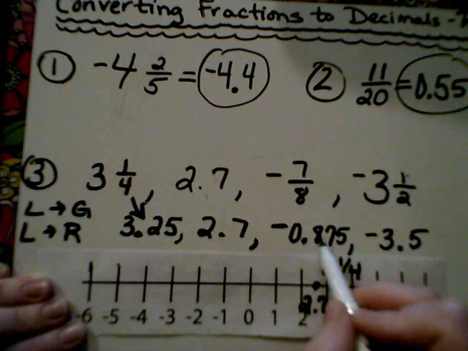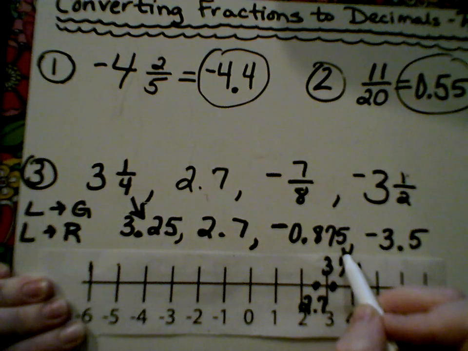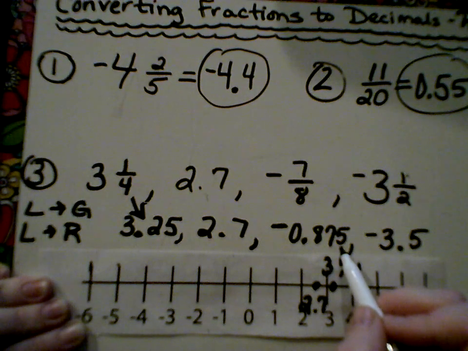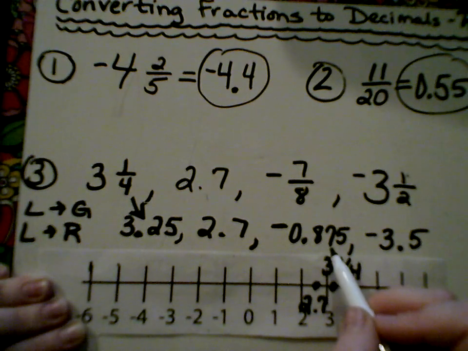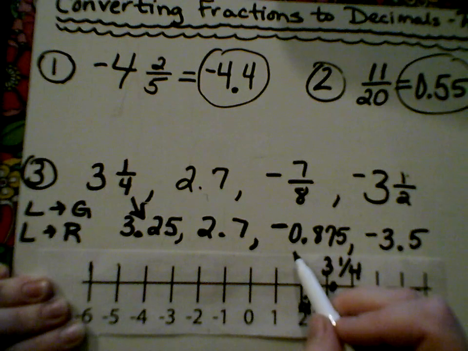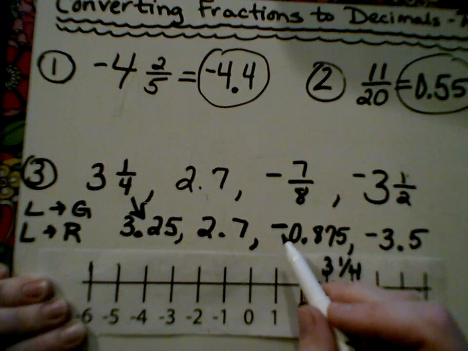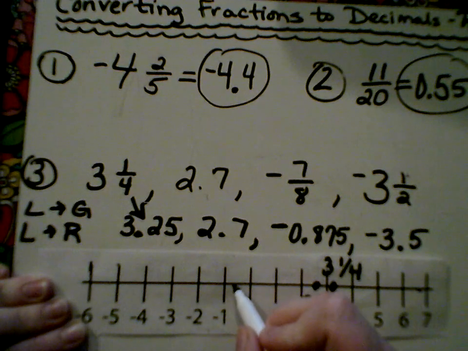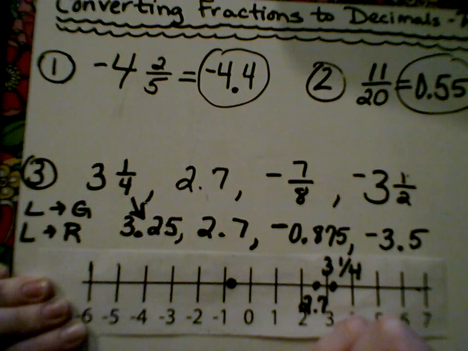My next number is negative 875 thousandths. So that's not quite 1, but it's not far from 1. Which side of the number line would this go on? Would it go on the left side or the right side of the number line? If you're thinking left, you are correct because it has that negative right there. So I'm going to go on the left side of the number line. And I know I'm not quite at negative 1. So I'm just going to make a little guess right there. It's about where it's at.